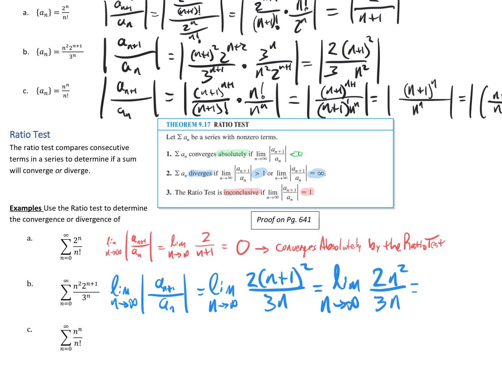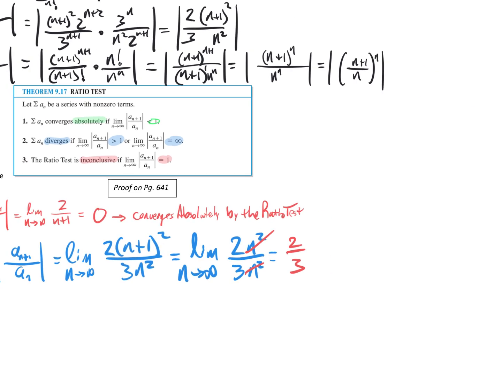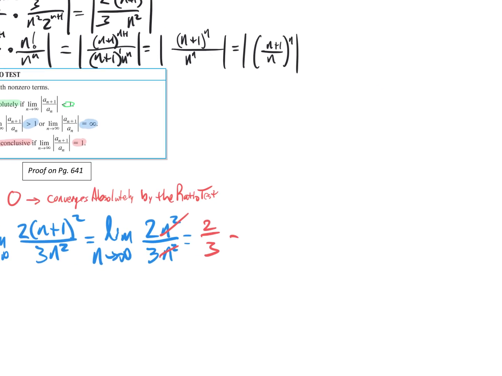Oops, I lost this square here. That needs to be a square. N squared on the bottom, n squared on the bottom. So it's the same degree on top and bottom. Whenever we have the same degree, then the limit is going to be the ratio of the leading coefficients. 2/3 is less than 1, so this converges by the ratio test. Absolutely.